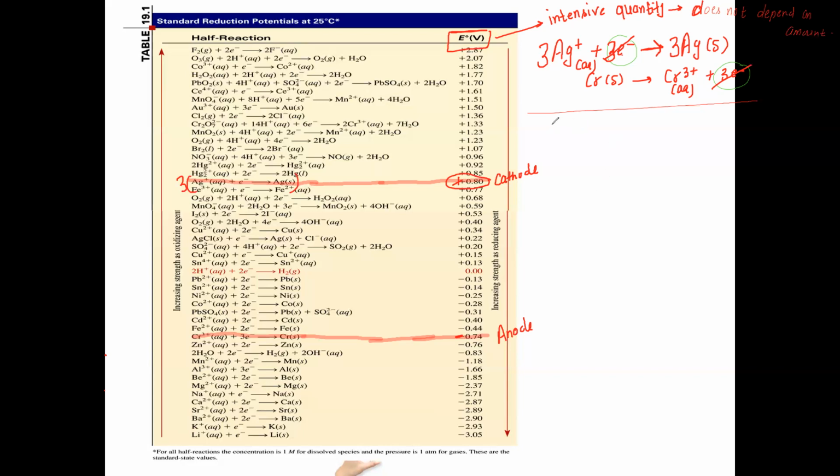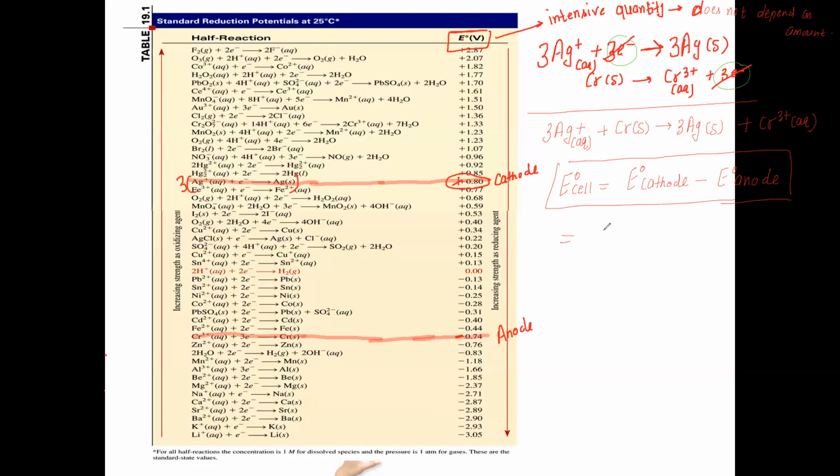Okay, now what is the final equation? 3Ag plus chromium solid. This is aqueous. Ions are in the solution, giving you 3Ag solid plus chromium 3 plus aqueous. And what is E node cell? You already know your cathode and anode here. You are not going to multiply them by any factor. Just pick up the values as such from the reduction potential table. This equation is valid for reduction potentials.